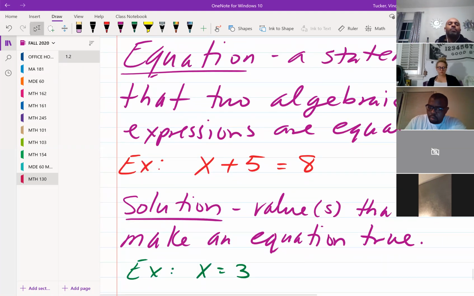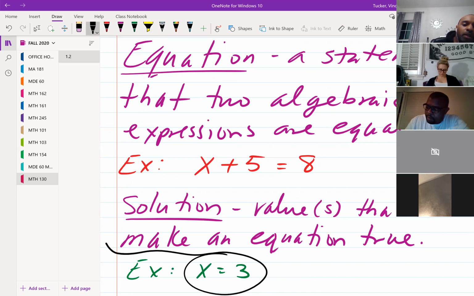All right, so one of the last things that we'll be talking about, equations. An equation is a statement that two algebraic expressions are equal. So a simple example of that is x plus 5 is equal to 8. Then a solution is a value or values, depending on the complexity of your equation, you could have more than one solution. But it's a value or values that will make an equation true. So an example of that is x equal to 3.